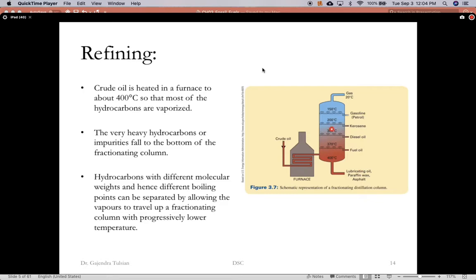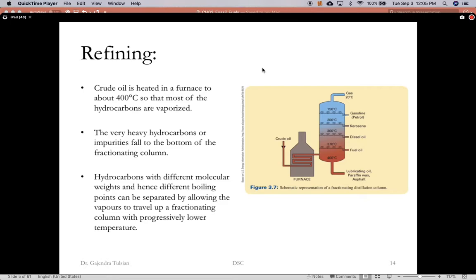Diesel oil has a boiling temperature below 300 degrees Celsius, so at 370 it was boiling and in gas form, and it came up, and since it's got a boiling temperature below 300 degrees Celsius, it condenses and comes out here. Kerosene has a boiling temperature below 200 degrees Celsius, and you get kerosene here, and you get gasoline at this level, and this is natural gas.